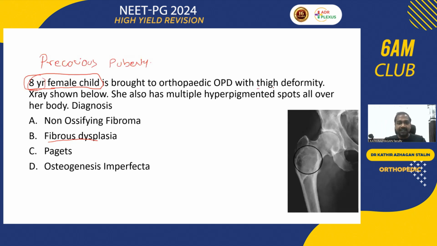And then they are saying thigh deformity, X-ray is shown below. Multiple hyperpigmented spots. What kind of hyperpigmented spots will you see in fibrous dysplasia or in McCune-Albright syndrome? Cafe-au-lait spots. So if you are seeing cafe-au-lait spots, whether it is with a rough margin or with a smooth margin. Rough margin.